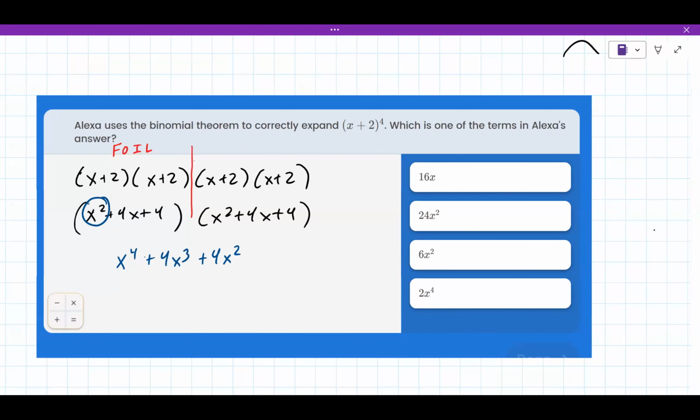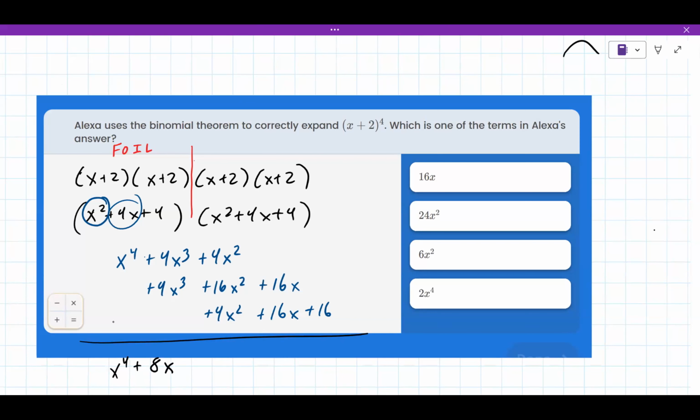This is called the waterfall approach. You can imagine water flowing down. We'll see this again later. Now we're going to take 4 times each of these: 4x squared plus 16x plus 16. And if you notice the way this is written, you can add them all up vertically. x to the 4th plus 8x cubed plus 24x squared plus 32x plus 16.